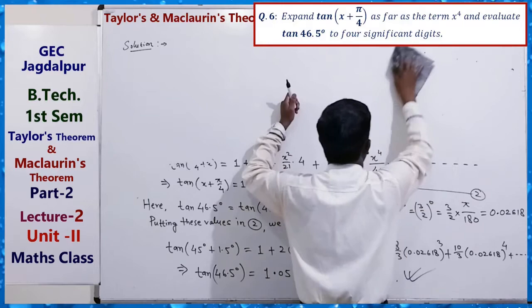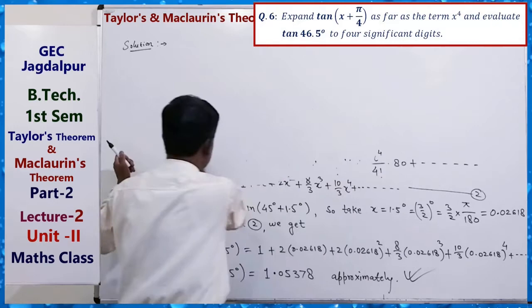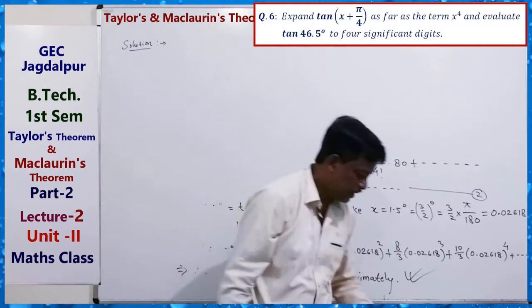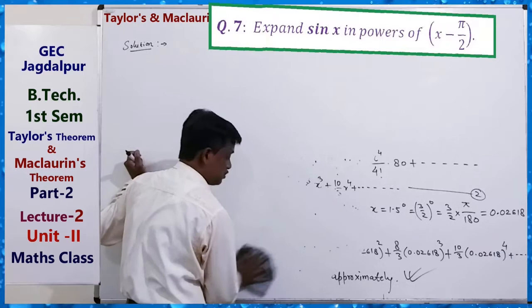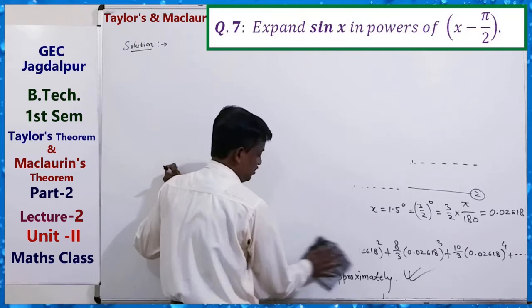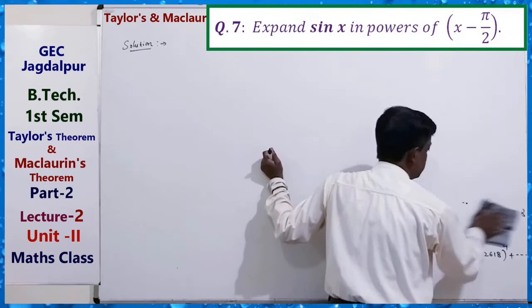Here, expand the function sin x. What is the question? Expand sin x in powers of x minus pi by 2. We can use the Taylor series expansion about pi by 2, but we can also use the series expansion of elementary functions for getting this type of expansion.